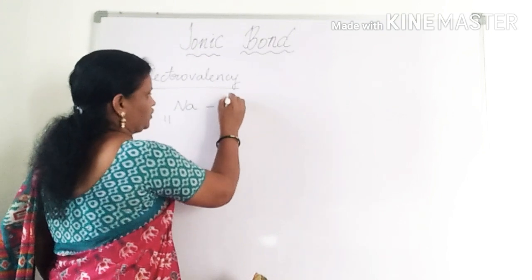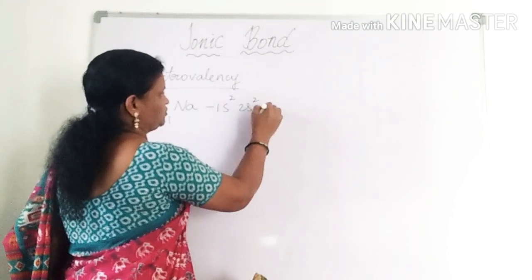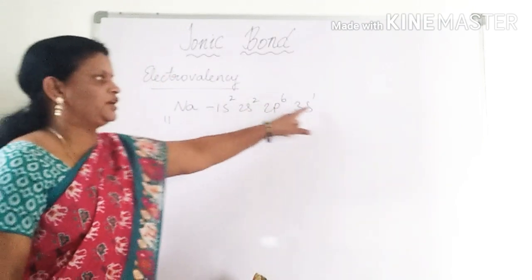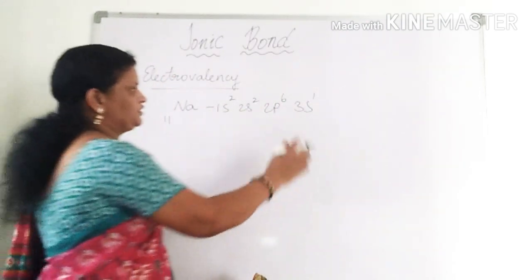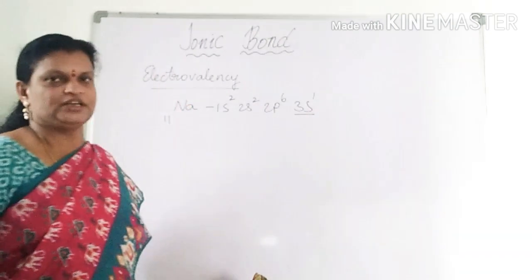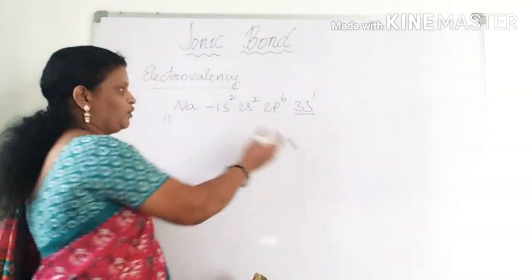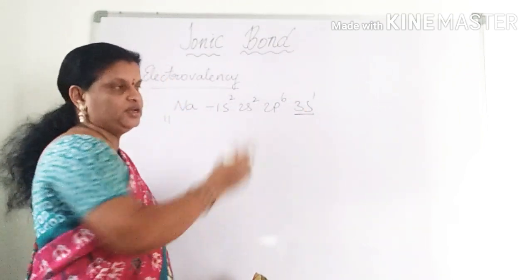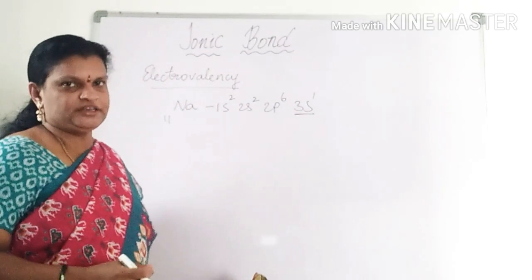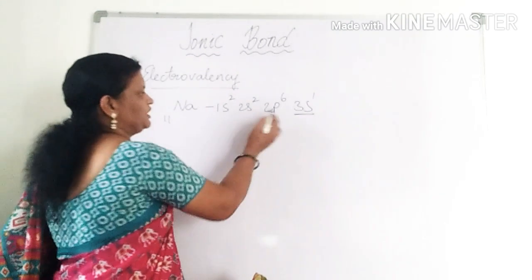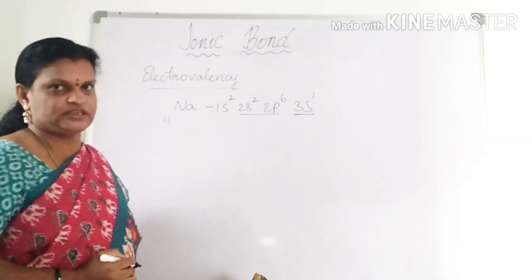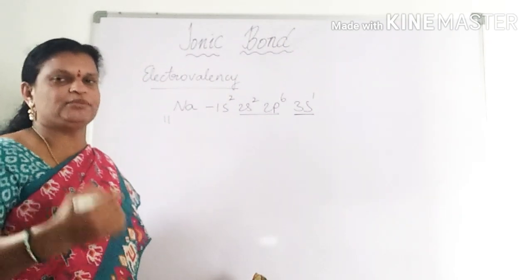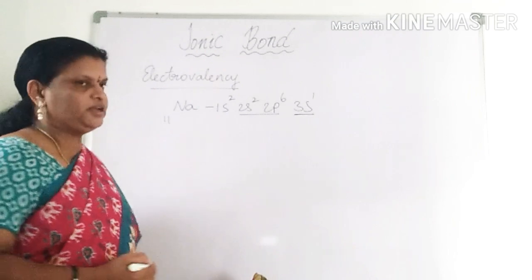We can write the electron configuration 1s2, 2s2, 2p6, 3s1. The total number of electrons is 11. If you see the valence shell, this is the third shell containing 1 electron. The shell before that is the penultimate shell. In the penultimate shell, there are 8 electrons. So if this 1 electron is lost from the third shell, the second shell becomes the valence shell, containing 8 electrons.